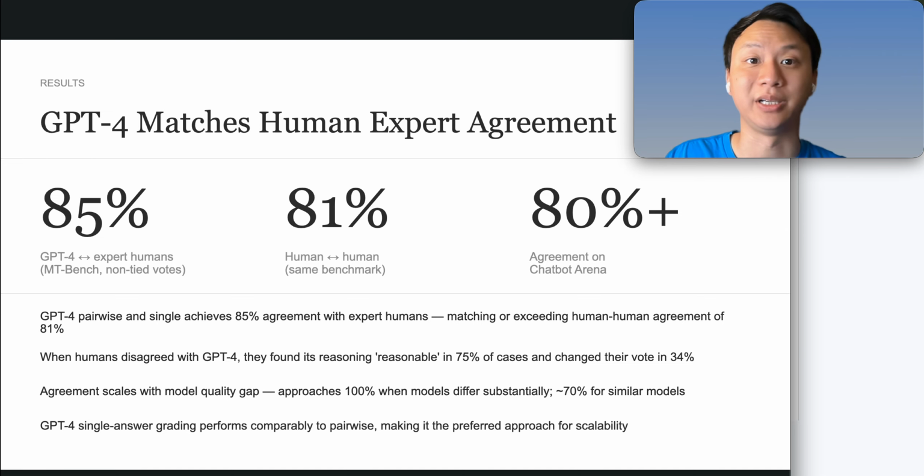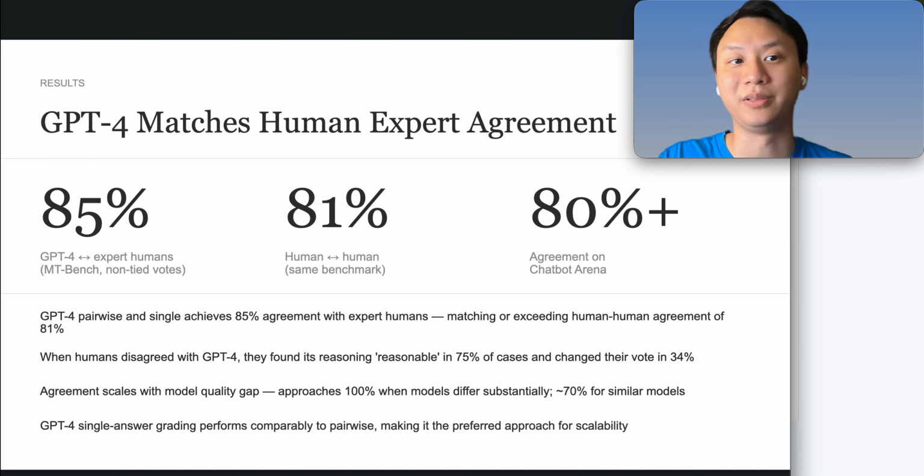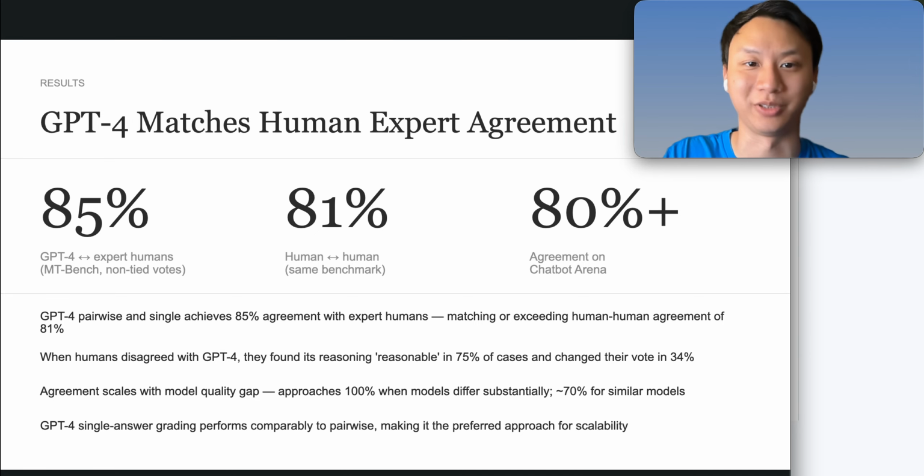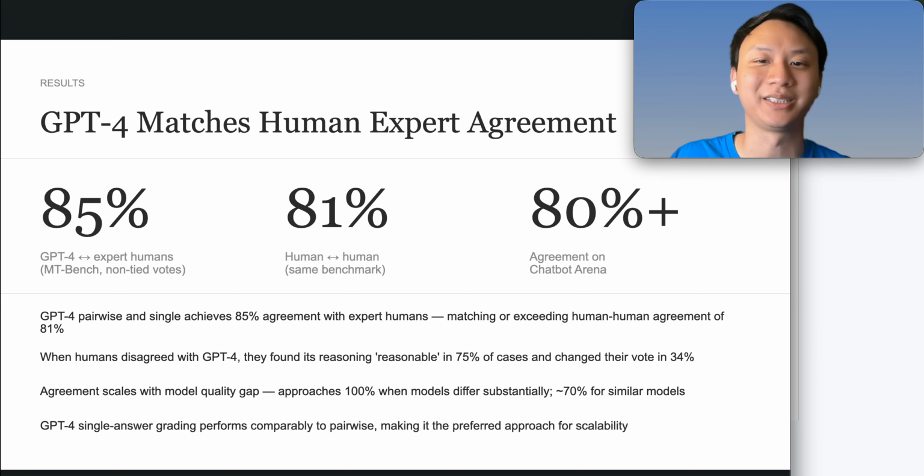And essentially what happens is that the GPT-4 judge receives two different responses, and it's going to pick which one is the better response, right? Pairwise grading. And the human expert also does the same thing. It receives those same pair of responses and picks the one that it thinks is better.